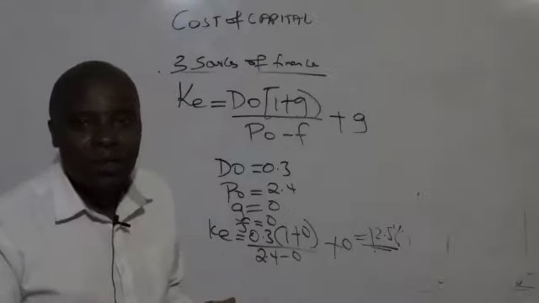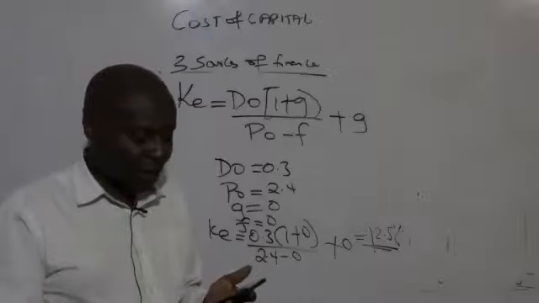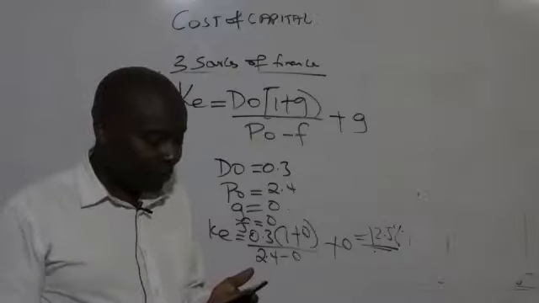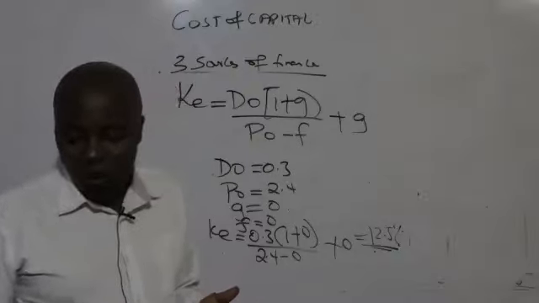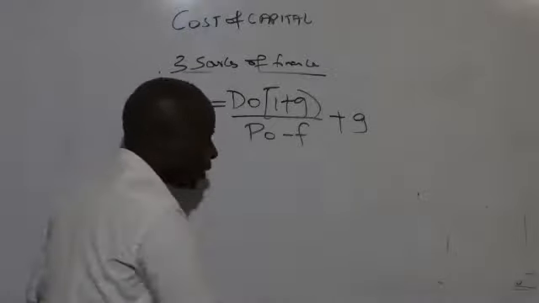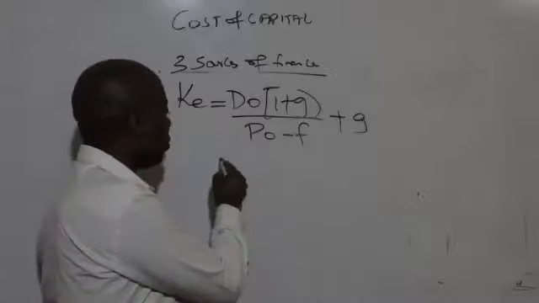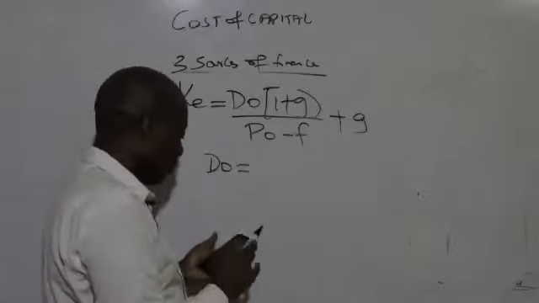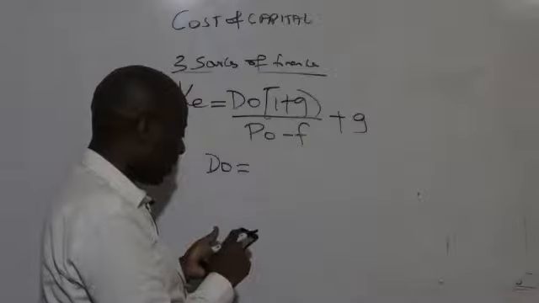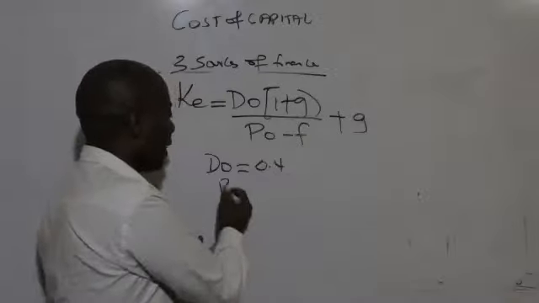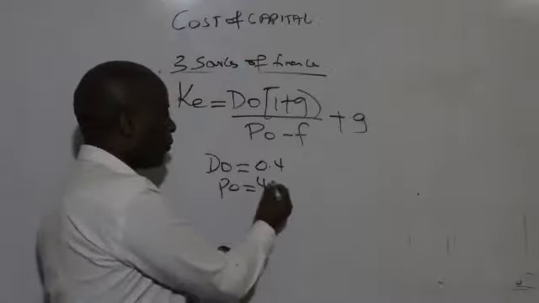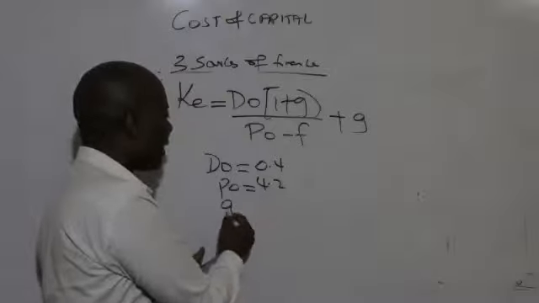And this time around, dividends are growing at what rate here? At 6% per annum. Required, what is the cost of equity? Quite easy, ladies and gentlemen. These people have given us our D0. The dividend which has just been paid is 0.4. And then we have our P0, which happens to be 4.2.